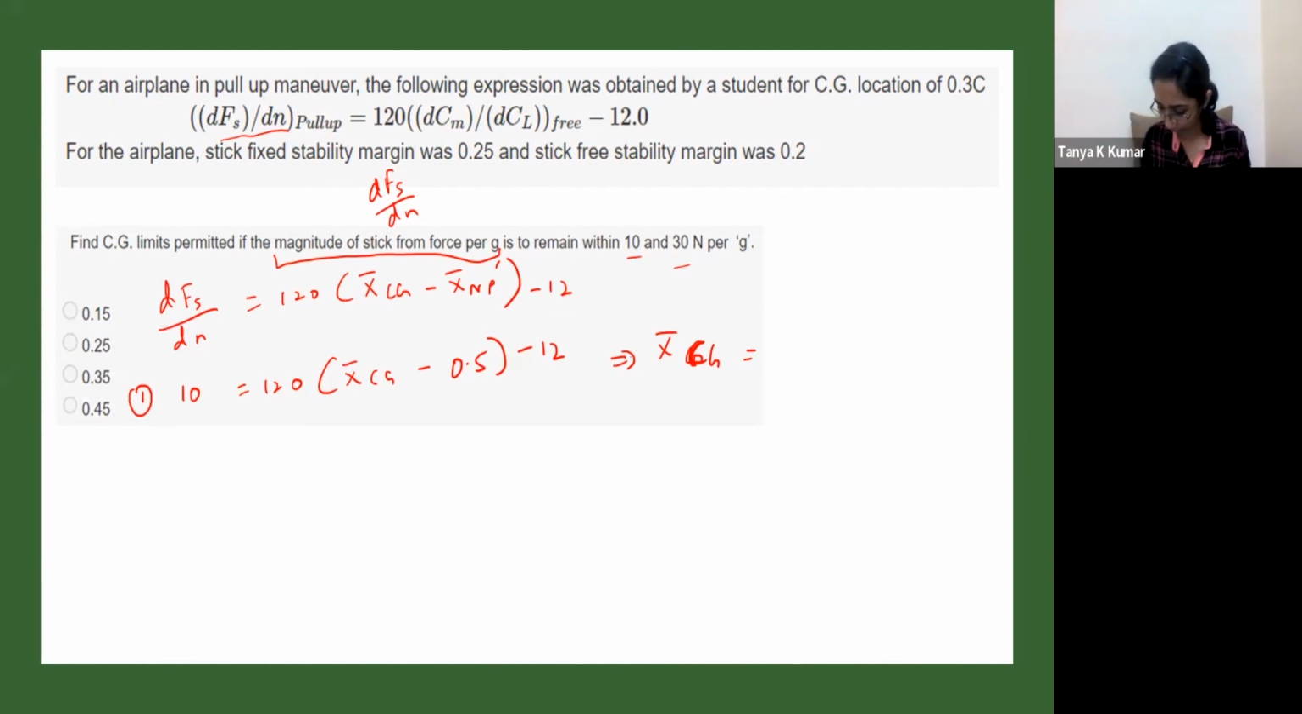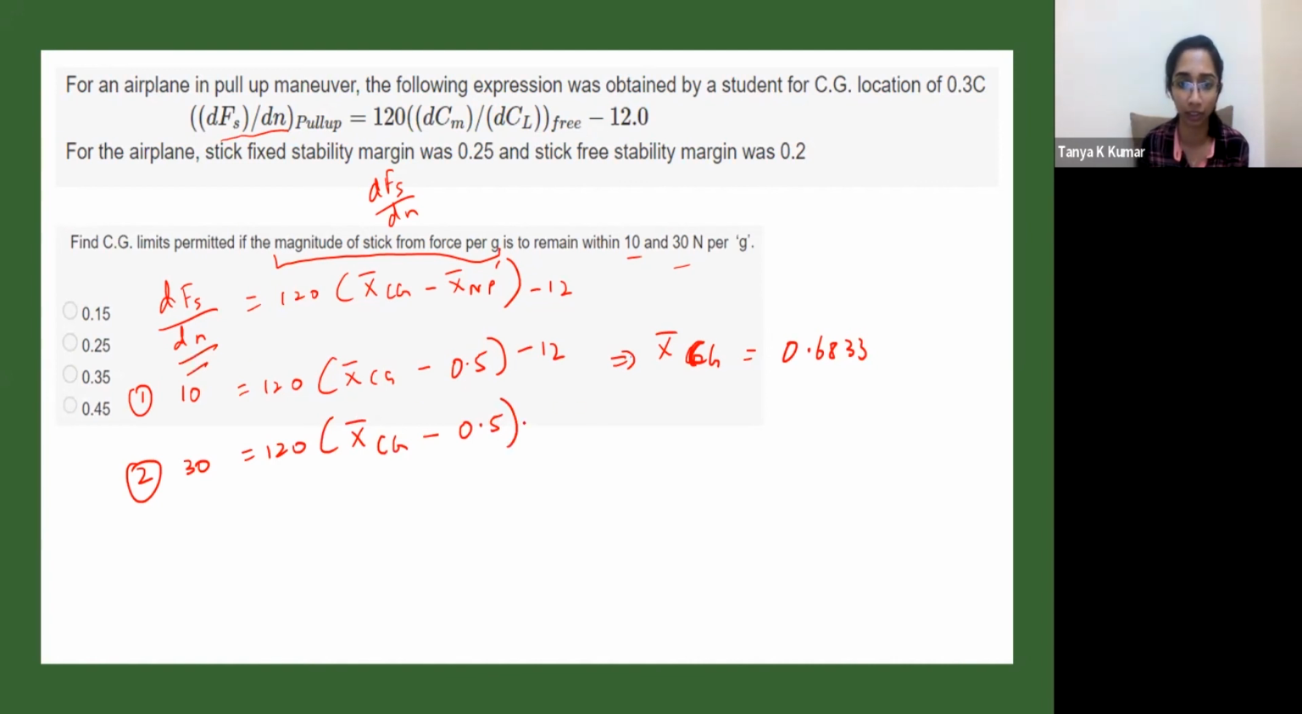Can you calculate that value and tell me what is CG? 0.6833. Now, case number 2 is when you take 30, you take the next limit. It is 120 x bar CG. All the other parameters remain same, only your DFS by DN changes, okay? In this case, what is your x bar CG? Calculate this, just one value.